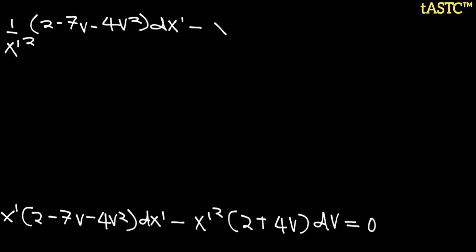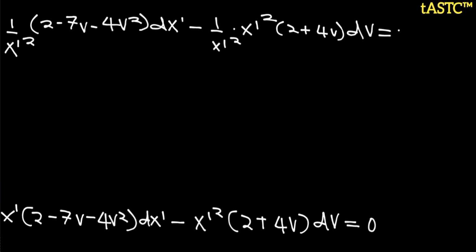This should be minus 1 over x prime squared multiplied by x prime squared, and here we're going to have a 2 plus 4v, and this is multiplied by dv, which is equal to 0. Now 0 would also multiply by 1 over x prime squared, which obviously is going to cancel out. So this shouldn't actually exist. We know this is actually going to give us a 0, so we don't really need to bother about that one.